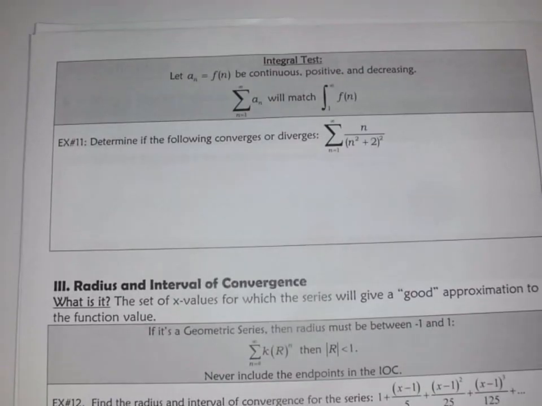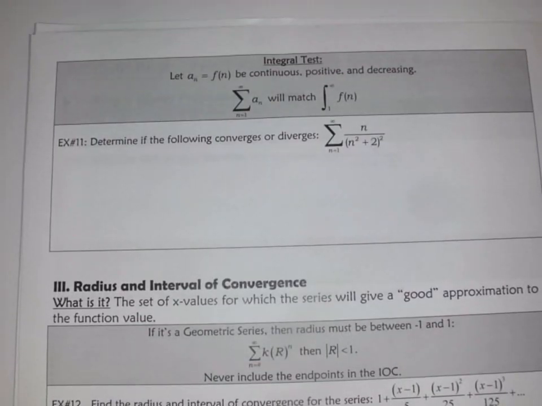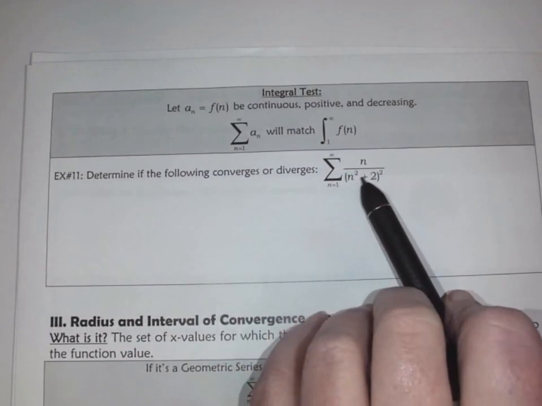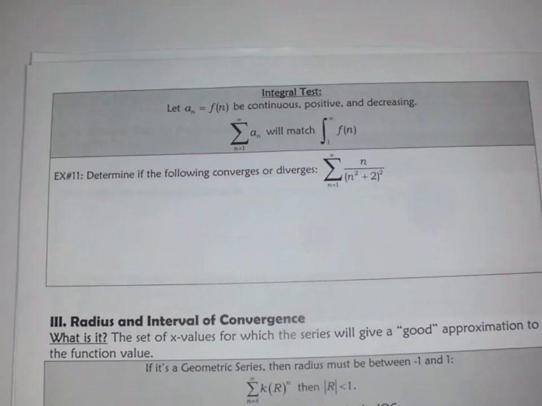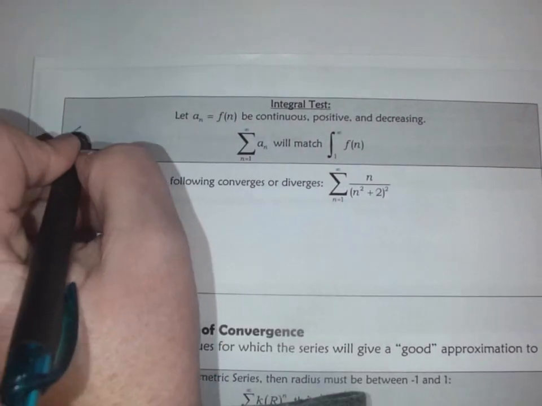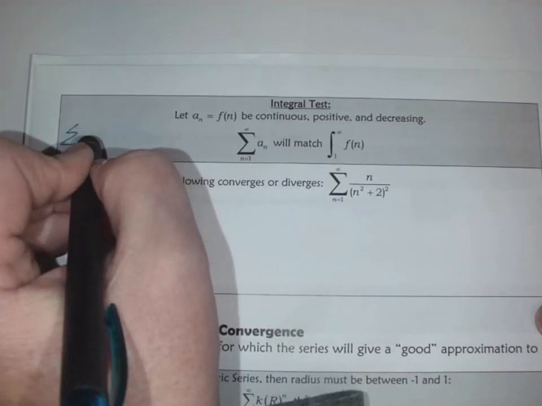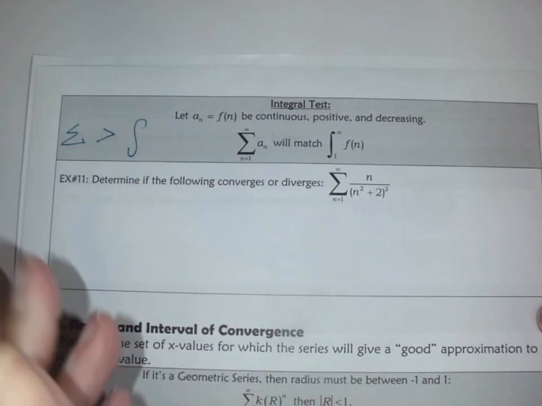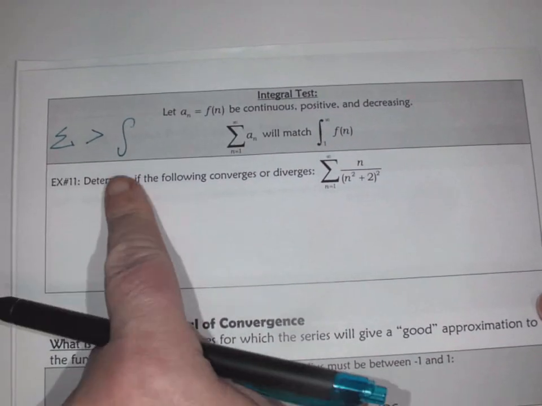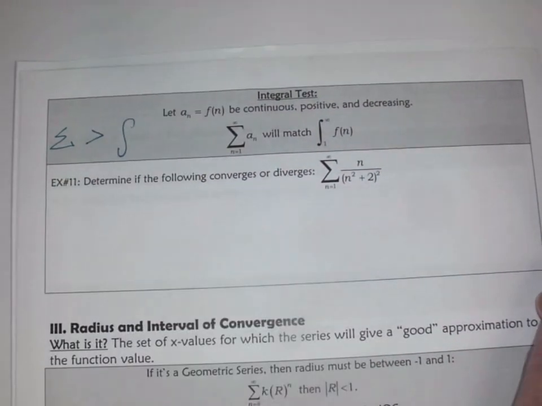Next, we did the integral test. So we said if you can evaluate the improper integral, then the two will match. The series will match the integral. Now, the series will be greater than the integral. So if they ask you to compare them, the series is greater than the value of the integral.